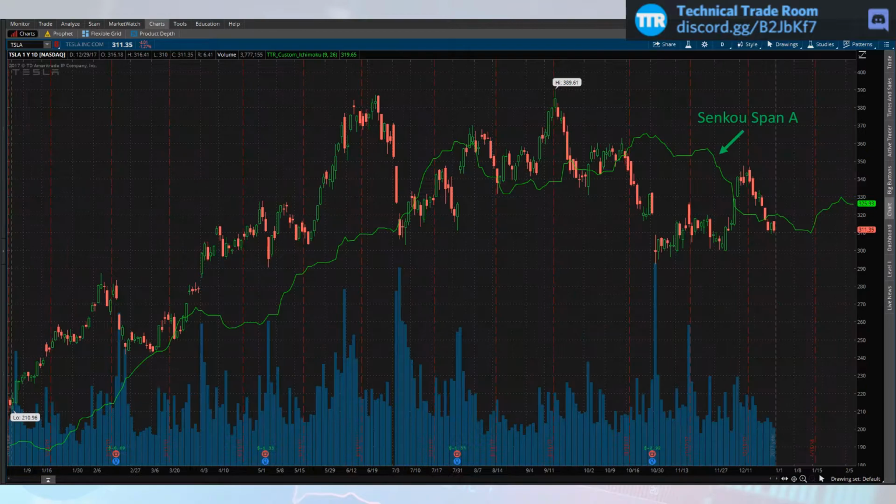So in review, the Senko Span A is the middle point between the Tenkan and the Kijun, or essentially a 17-period time frame that is plotted 26 periods into the future. We look to the Senko Span A for potential points of support and resistance in the future. Senko Span A is not alone, however, as it has a partner in crime named Senko Span B.